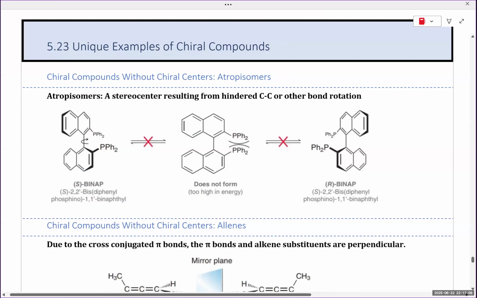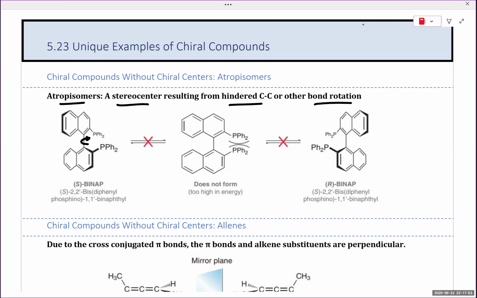To close out this chapter, I'd like to discuss some unique examples of chiral compounds. So the first case are chiral compounds that don't have chiral centers. These are known as atropisomers. An atropisomer is a stereocenter resulting from a hindered carbon-carbon or other bond rotation. A classic example are BINAP and other related ligands, where these molecules, despite not having a tetrahedral center, these molecules overall are chiral because rotation across this carbon-carbon bond is constrained.